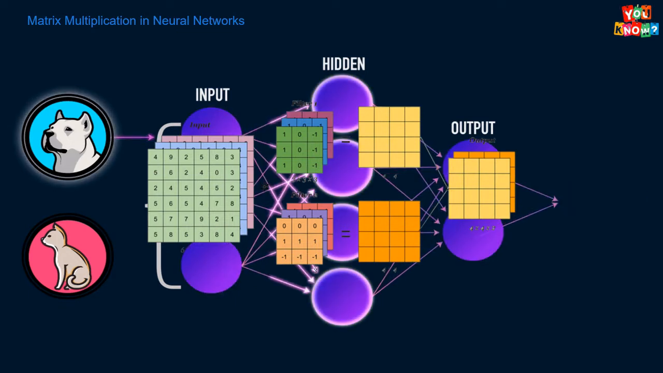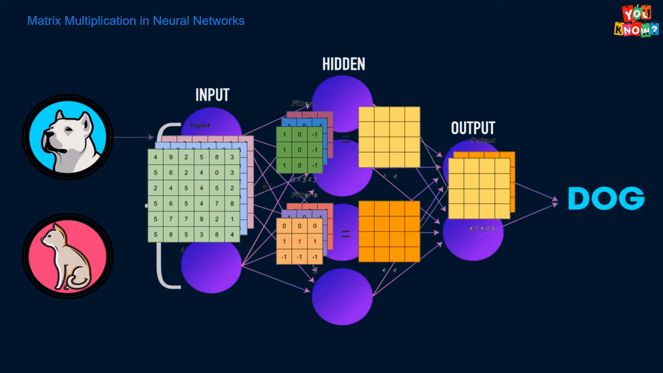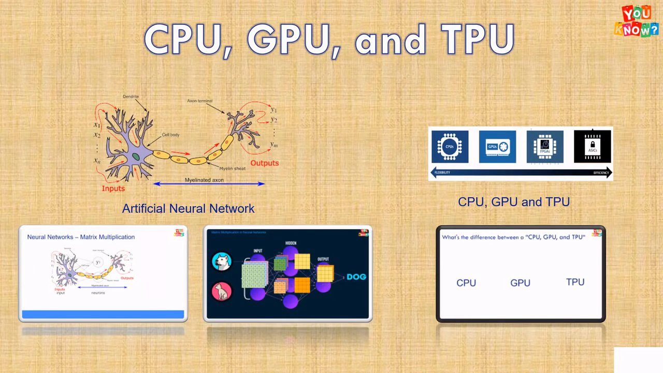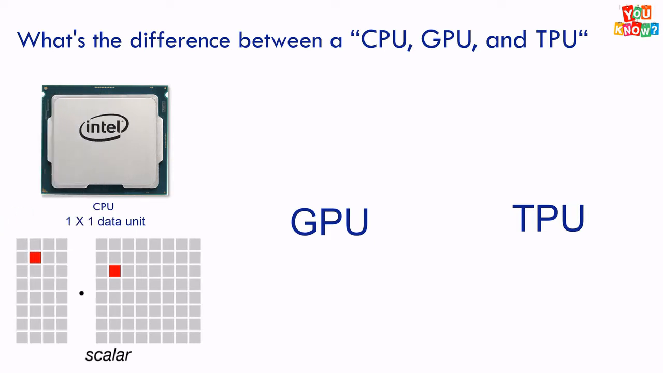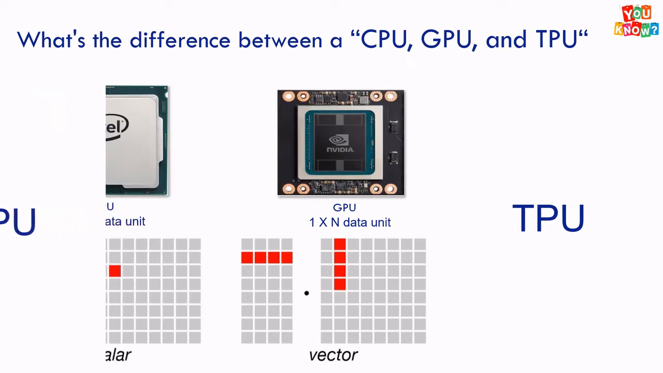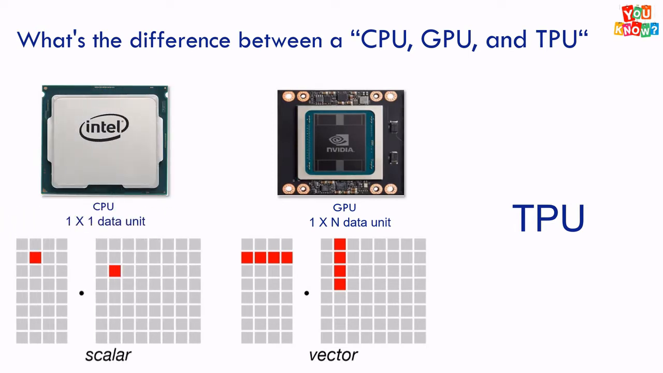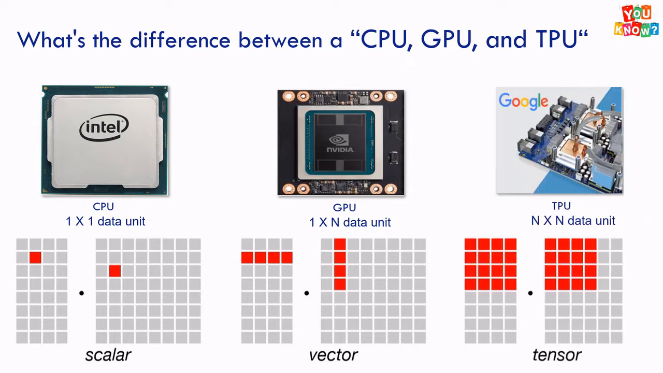Let's have a closer look at how each of these processing units works. As I mentioned before, neural networks are all about matrix operations, and how each processing unit handles the matrix multiplications and additions. CPU handles the matrix multiplication in the form of scalar operations, and it can handle tens of operations per cycle. Going to GPU, it handles the matrix operation in the form of a vector, and it can handle tens of thousands of operations per cycle. But looking at the TPU, it handles the matrix operation in the form of a tensor, and it can handle up to hundreds of thousands of operations per cycle.